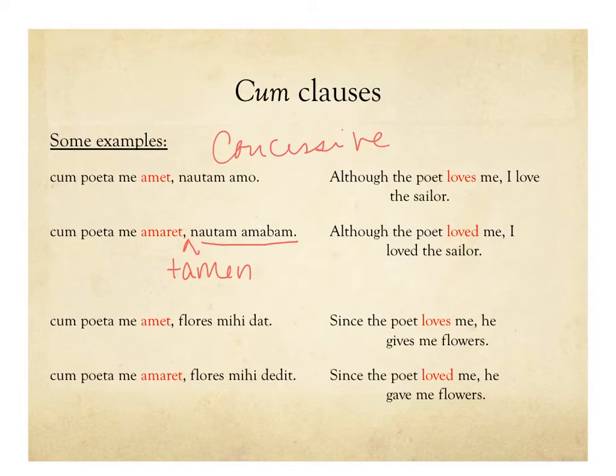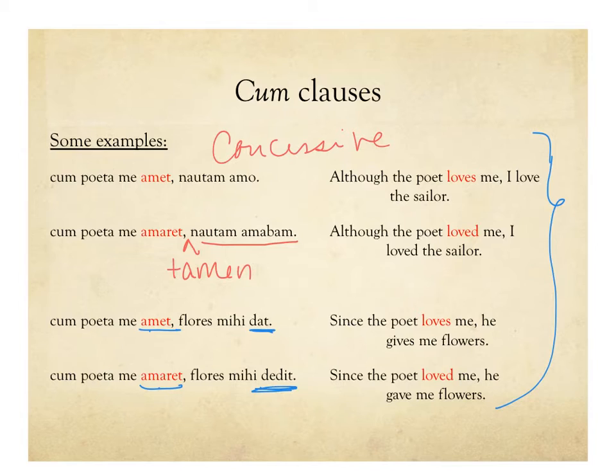If we look at the next example, cum poeta me amet, flores mihi dat. Since the poet loves me, he gives me flowers. Or in secondary sequence, cum poeta me amaret, flores mihi dedit. Since the poet loved me, he gave me flowers. So again, as in the example above, it's present subjunctive because we're in primary sequence, same time. Imperfect subjunctive in secondary sequence, same time. We translate both as past tenses in secondary sequence. You can see in all of these examples, we are not translating the subjunctive in a subjunctive-y way. We're translating it as an indicative, essentially. Okay.